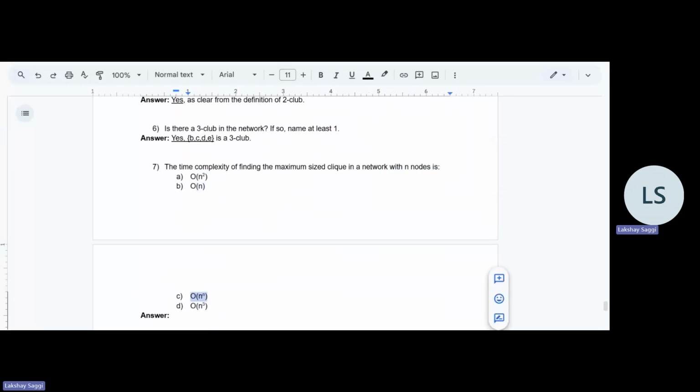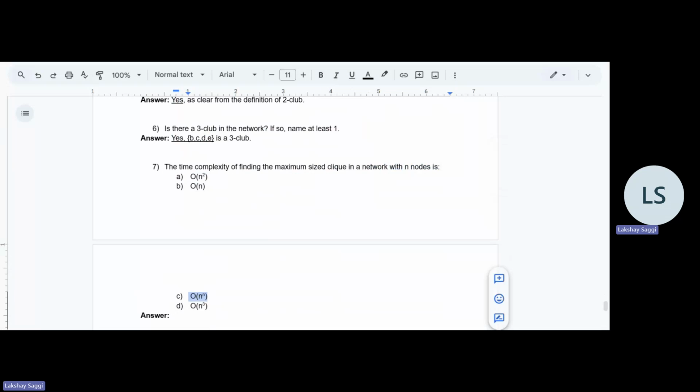It is actually order n raised to power n. And why is this? How do you find the maximum size clique in a network? One very basic algorithm can be to just look at all possible subsets of vertices and check whether each subset forms a clique or not. That will be an exponential time algorithm. Although I don't think we need n to the n, we can do it in 2 to the n or something. But yeah, that's a bit of overkill.